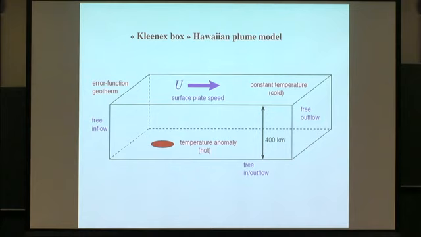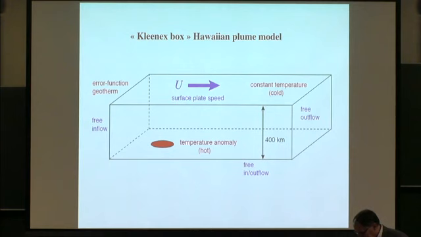There's free outflow at the downstream end, free inflow at the upstream end. The upper surface is at a constant temperature, which is colder, of course, than the hot anomaly down here. And nominally, we use a depth of 400 kilometers for the box. At the upstream end, the temperature profile, which is assumed, is an error function geotherm corresponding to cooling of the oceanic lithosphere.